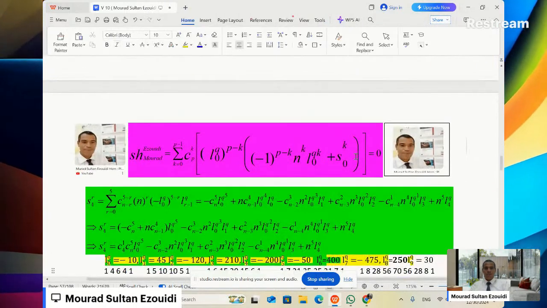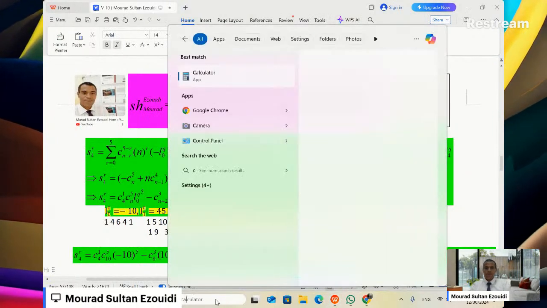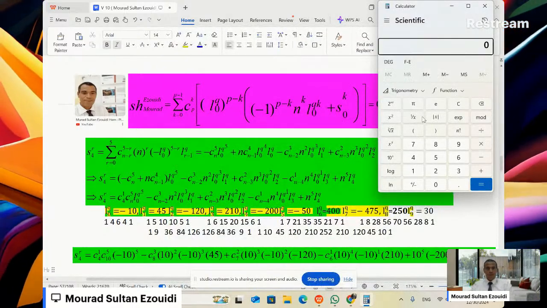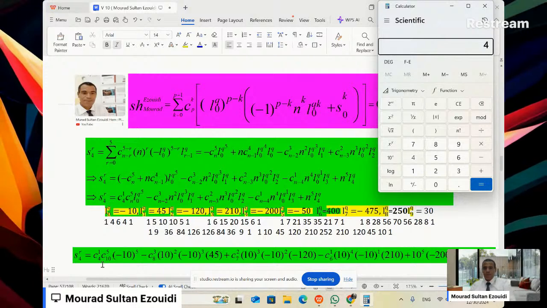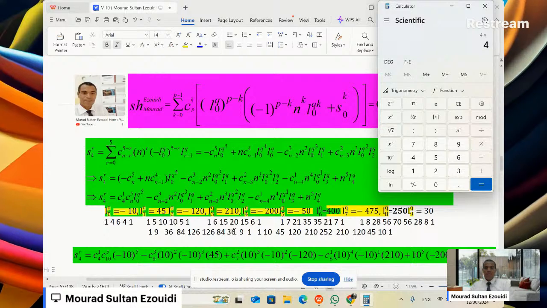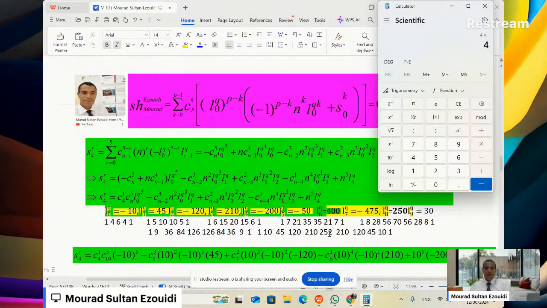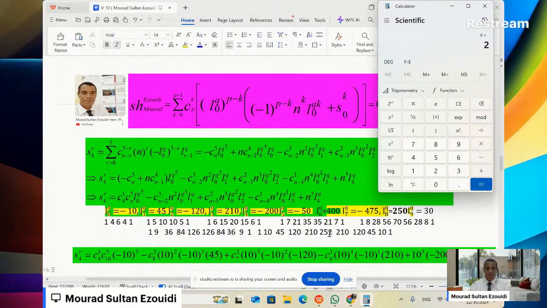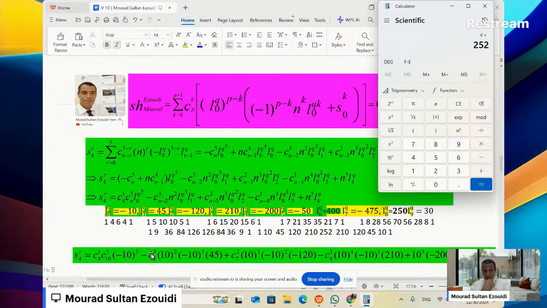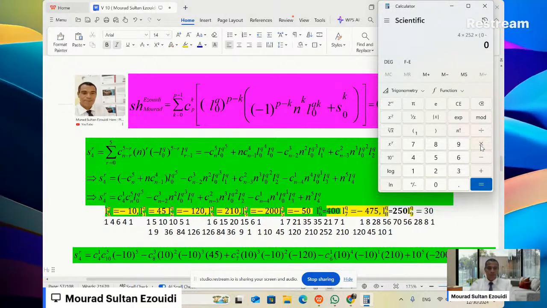Okay, just a moment. I will use my calculator. How can you calculate this? This is 4 multiplied by what? Multiply by 10 plus 5. This is 10 plus 1, 10 plus 2, 3, 4, 5. That means multiply by 252. Okay? Then you see the negative sign? It means I will multiply by minus 1.